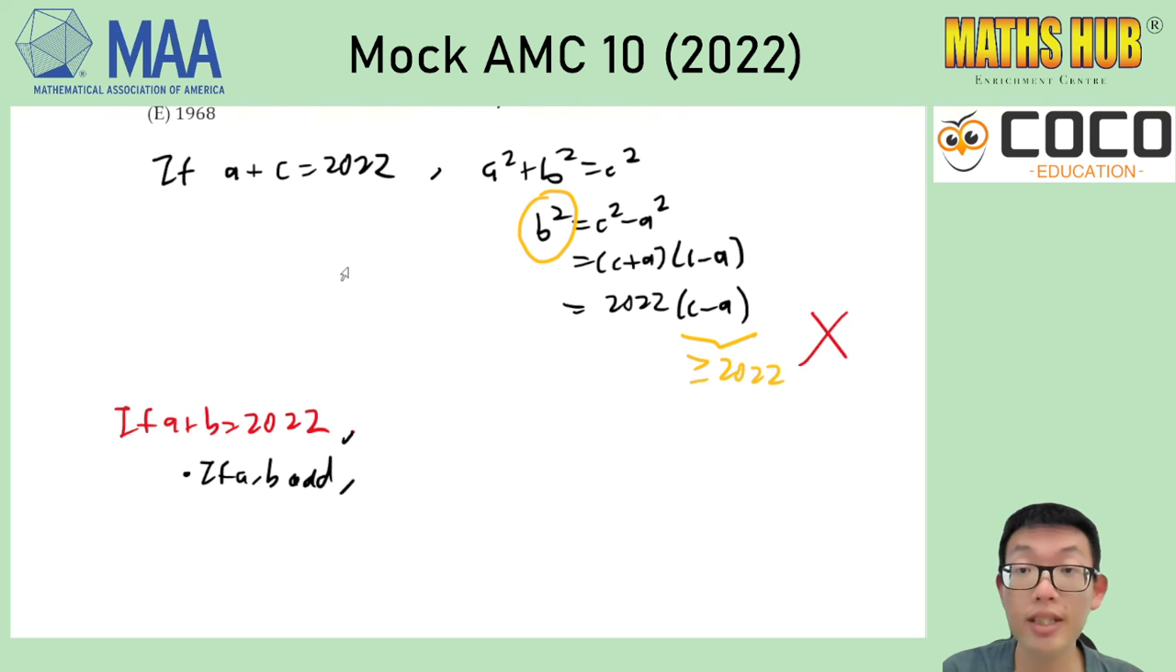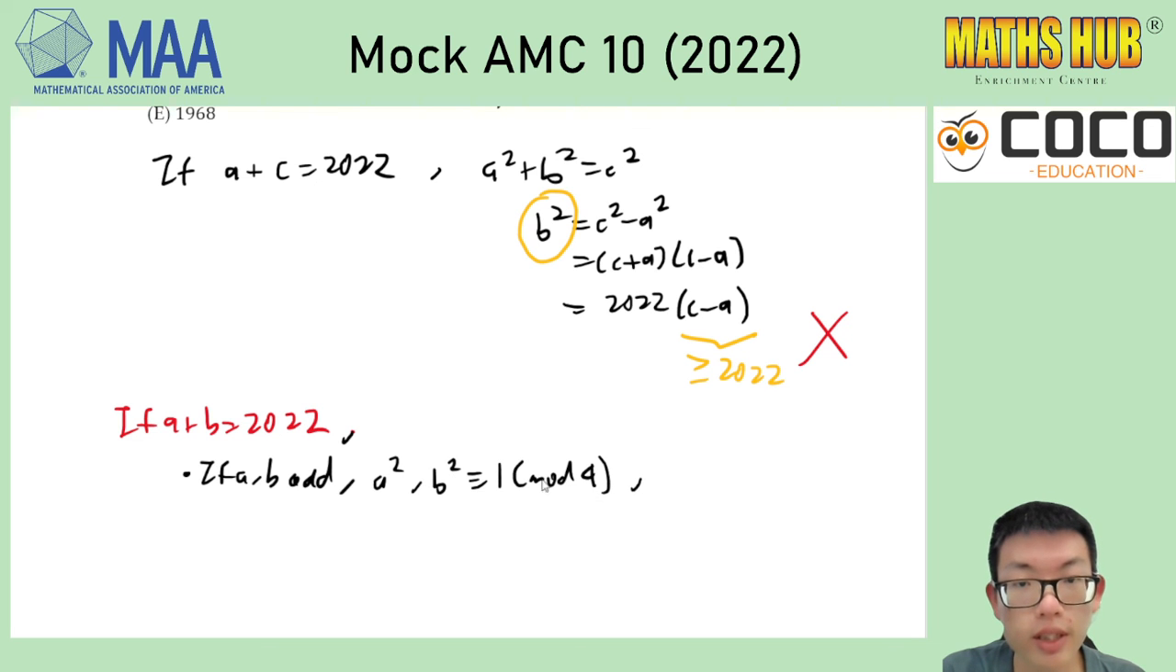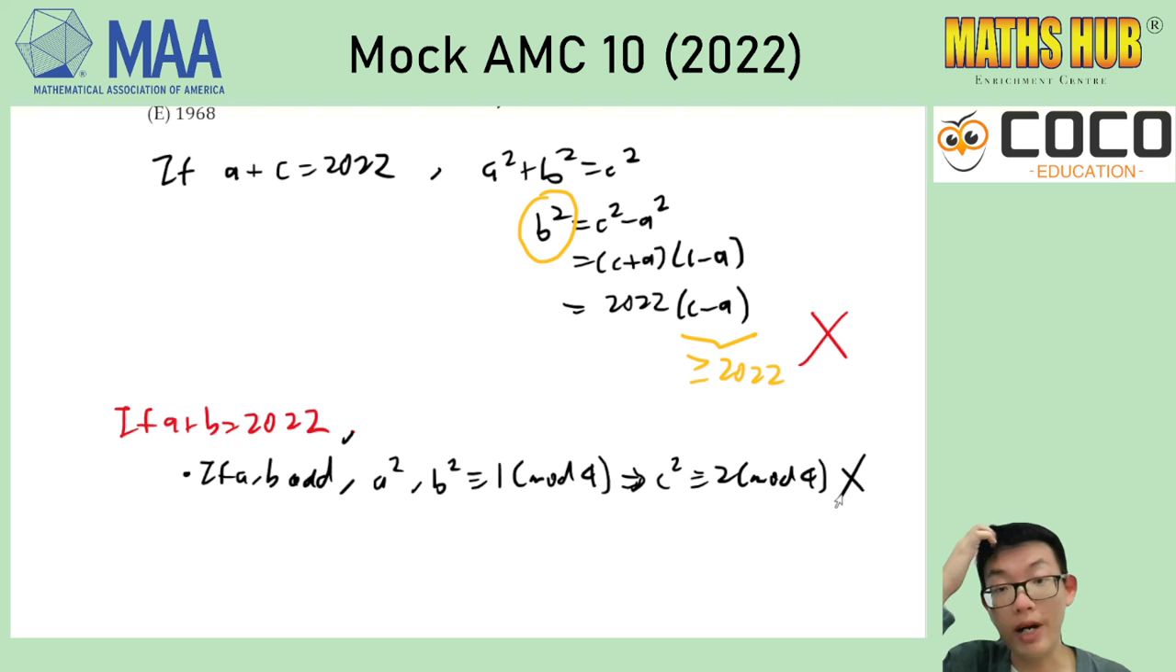then a squared and b squared would each be 1 modulo 4. And this would imply that your c squared is 2 modulo 4, and that does not work because a square number can only be 0 or 1 modulo 4. 0 if it's even and 1 if it's odd. So that's one of the factors dealt with, which is 2.